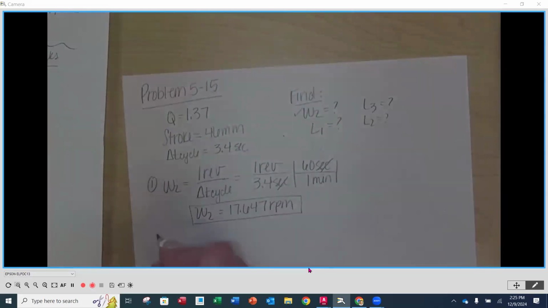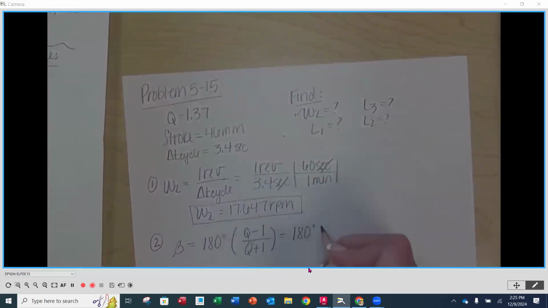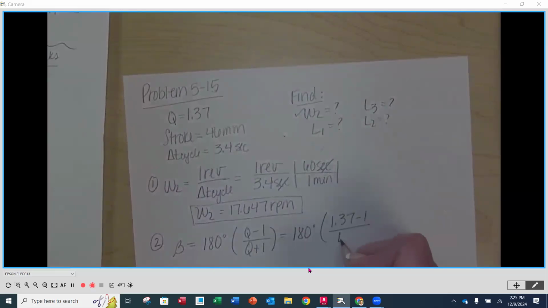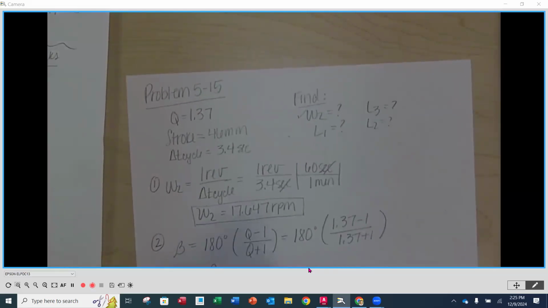Now we're going to calculate that beta. We know beta is equal to 180 degrees times Q minus 1 divided by Q plus 1. So 180 degrees times (1.37 minus 1) over (1.37 plus 1). Beta.